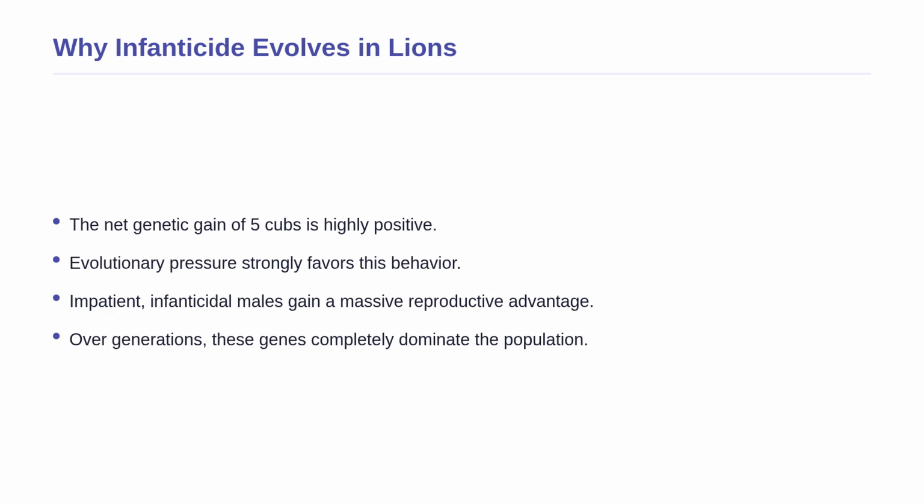In the wild, nature rewards those who pass on the most genes. Over thousands of generations, the genes of the impatient infanticidal males will completely dominate the lion population, making this brutal act a standard species behavior.